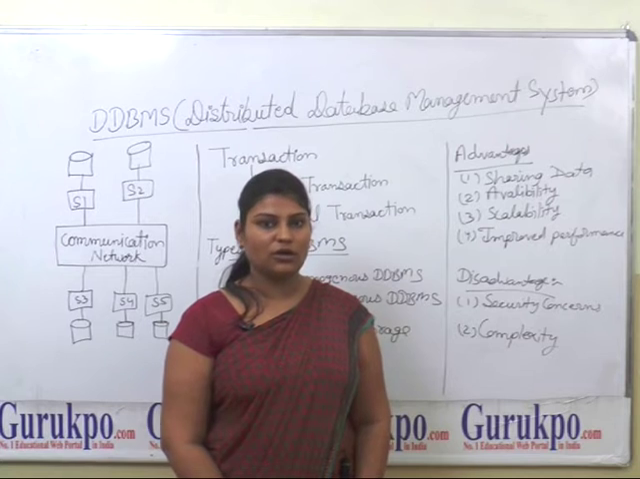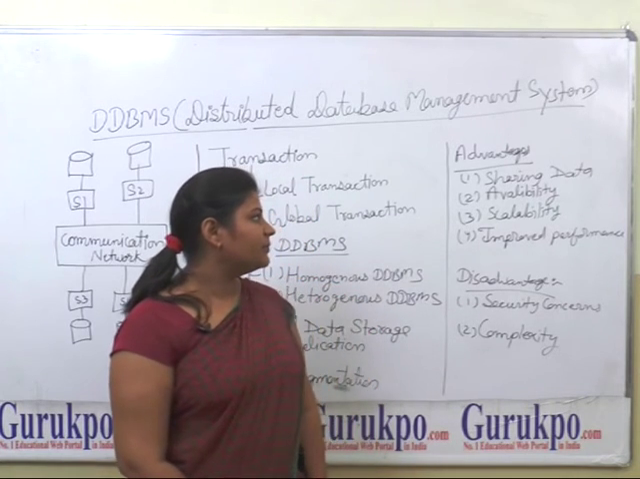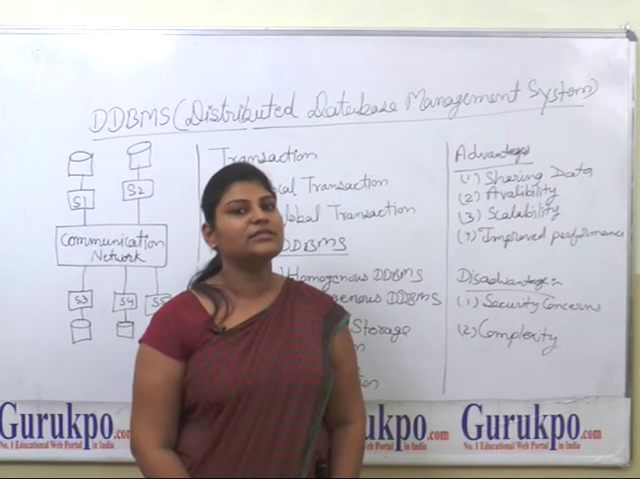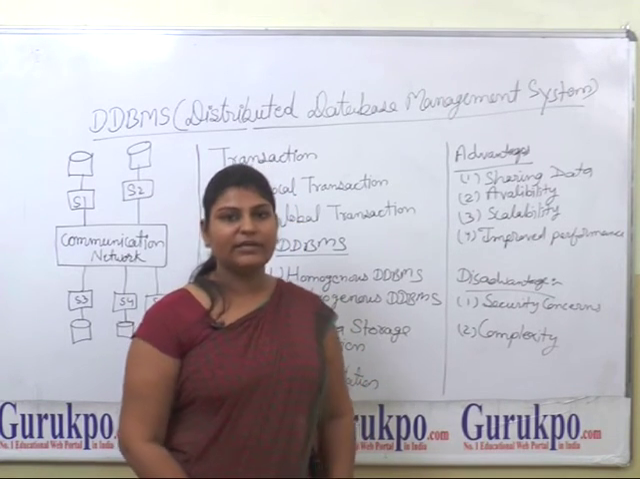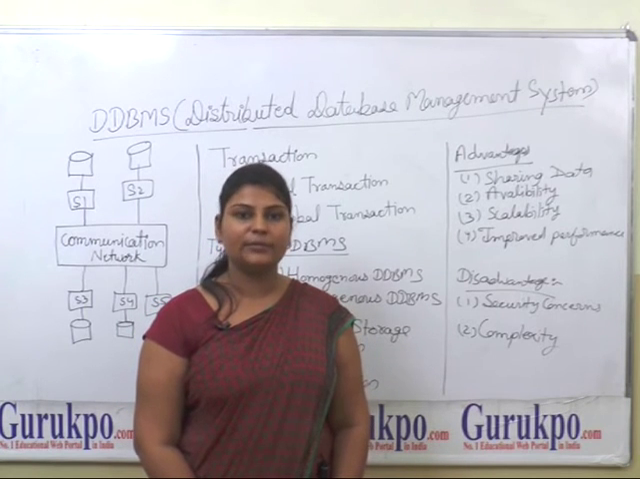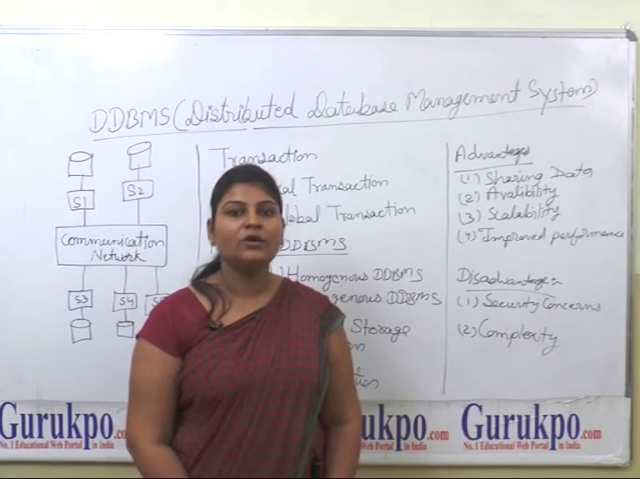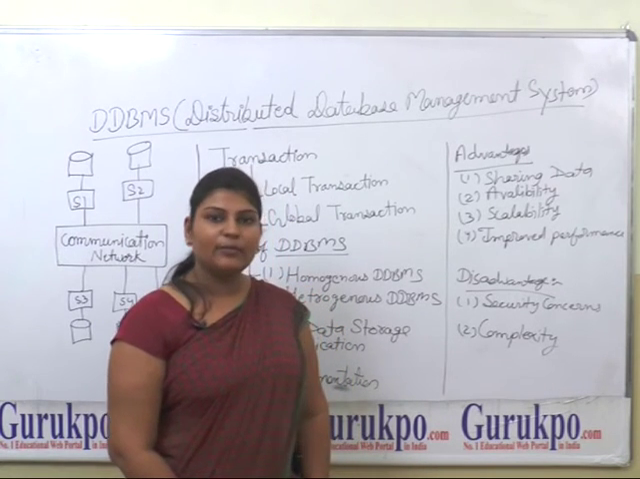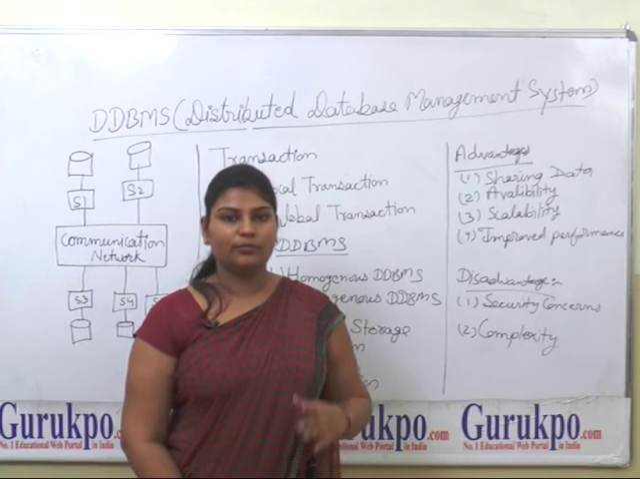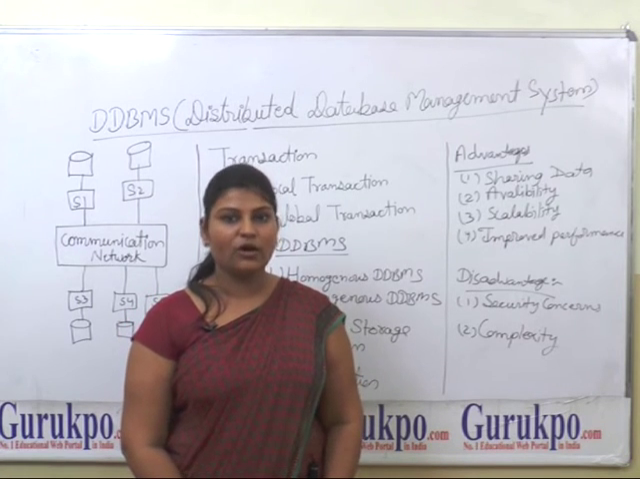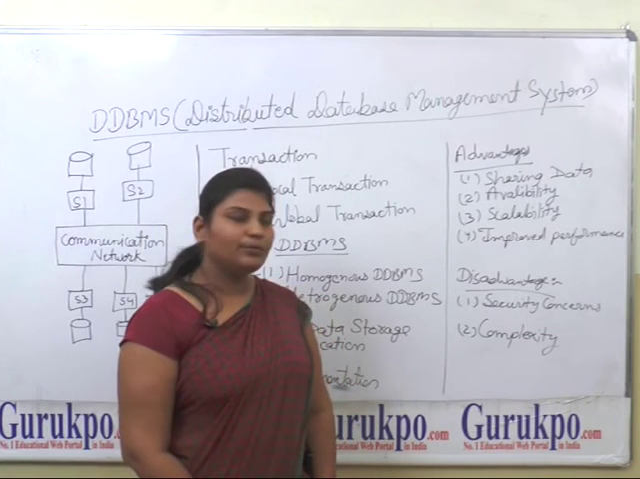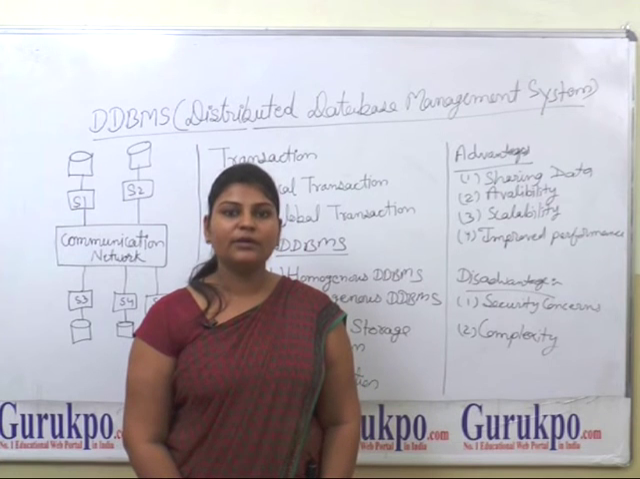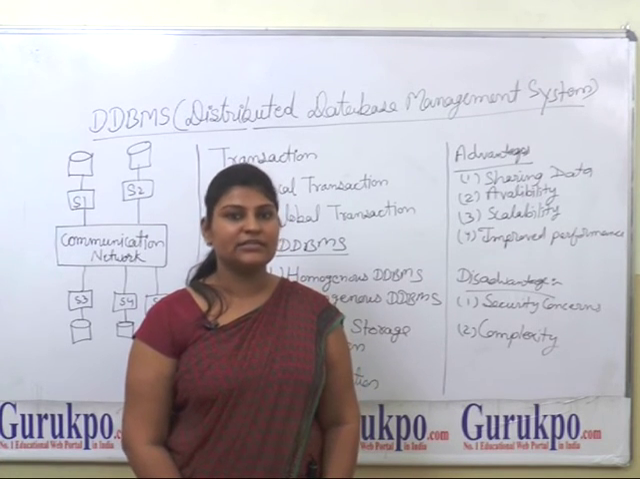First we will talk about the advantages of distributed DBMS. Sharing data means data can be shared from multiple sites. Then availability: as I told you, data is available on multiple sites, so it can be available on any site. A user can log in from any site for the data. Scalability means more sites can be added or deleted in the network. Improved performance: as data is replicated and found on multiple sites, it can be accessed from multiple sites, so performance is improved.